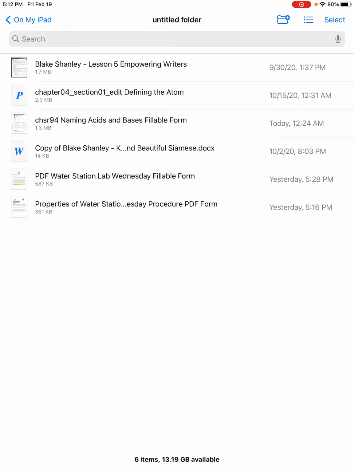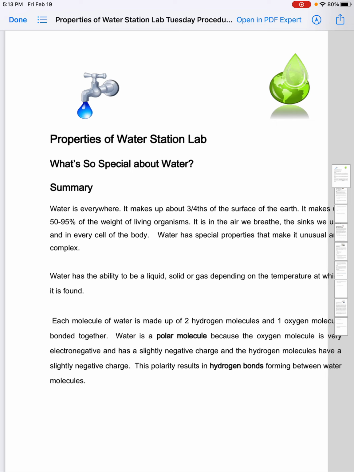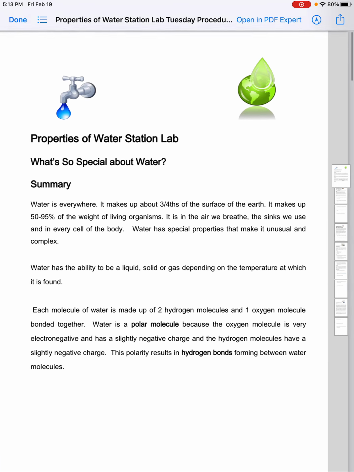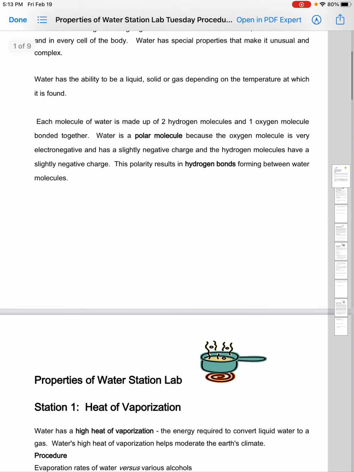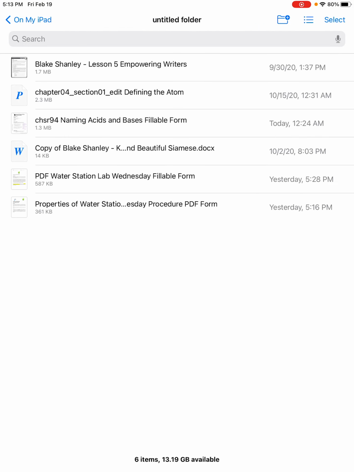And I'm going to go to our water station lab. Let me make sure I have the right one. And this seems to be it. Let me make it a little larger. It is What's So Special About Water. Nope, this is the second one, so let me go to the other one.